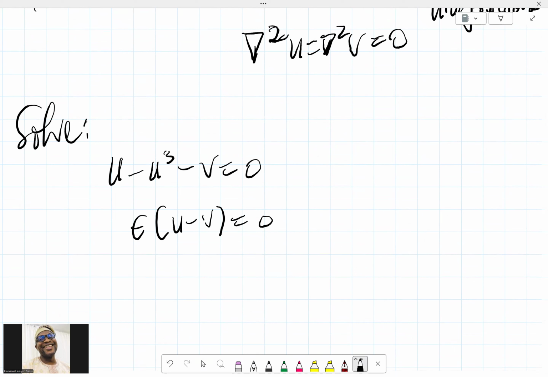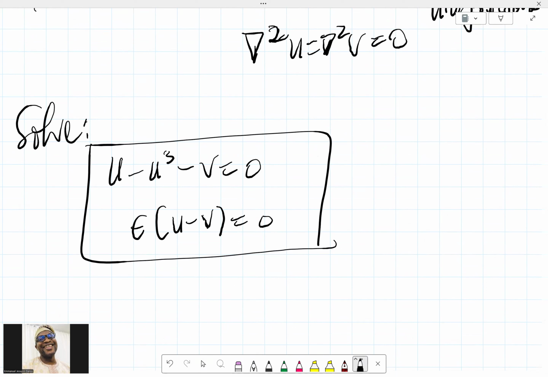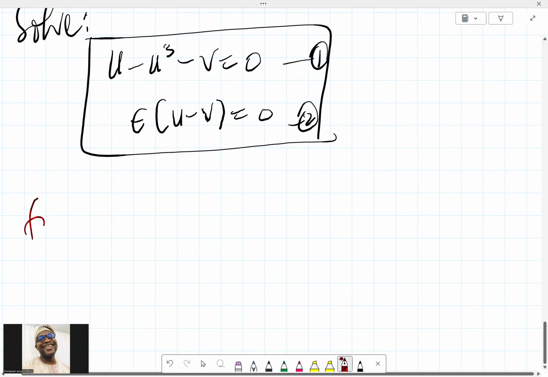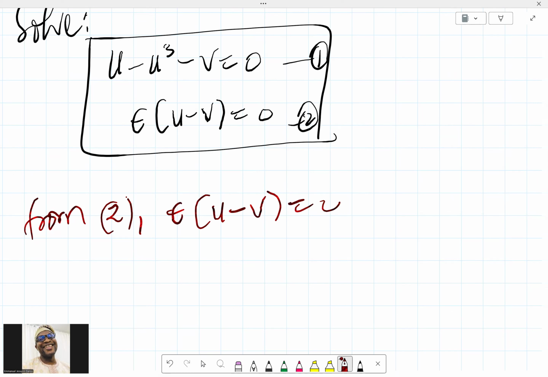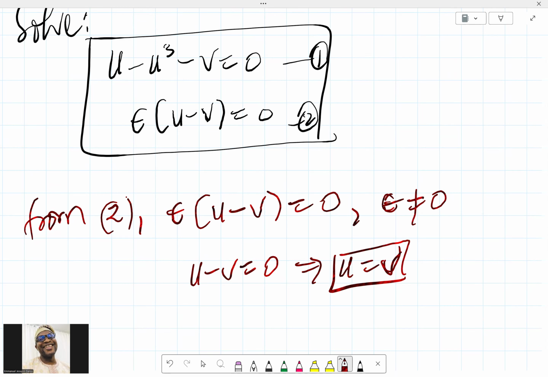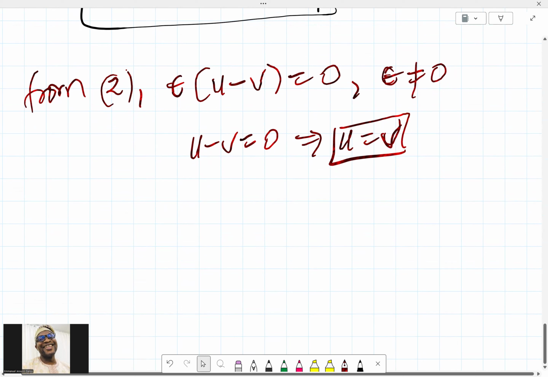So if this is the system we're trying to solve, let's call this 1 and call this 2. You can already see that from 2, you have epsilon times (U minus V) equals 0. It is important that epsilon is not equal to 0. If epsilon is 0, we have nothing to work around. So in that case, we can divide through by epsilon. We have U minus V equals 0, and that implies that U is equal to V. With U equals V, things are simple, and we can progress with that.